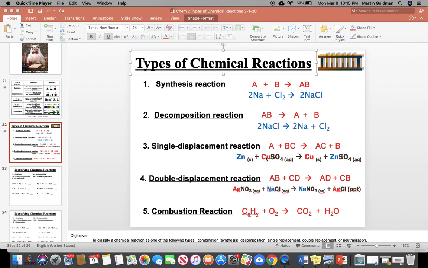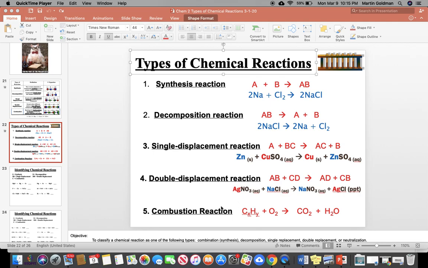So here the zinc is replacing the copper. Zinc is single, and then over here now copper is single on the other side. With the double replacement or double displacement reaction, you have 2 and 2 makes 2 and 2. So they're swapping partners. The silver and the sodium is swapping partners with the nitrate and the chloride. And you're also forming a PPT, which is a precipitate.